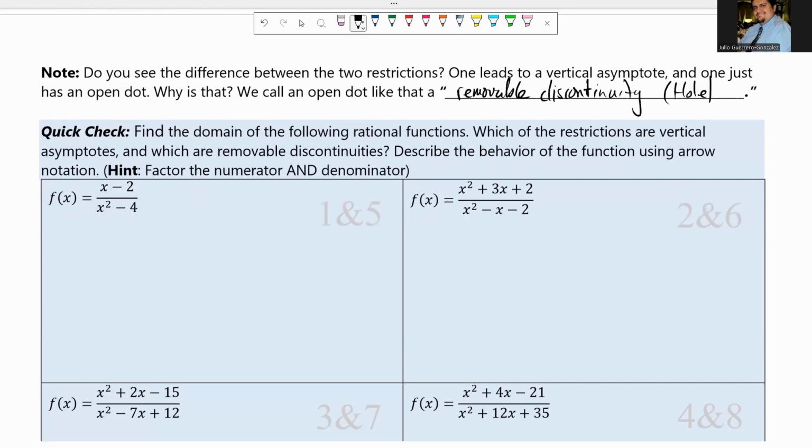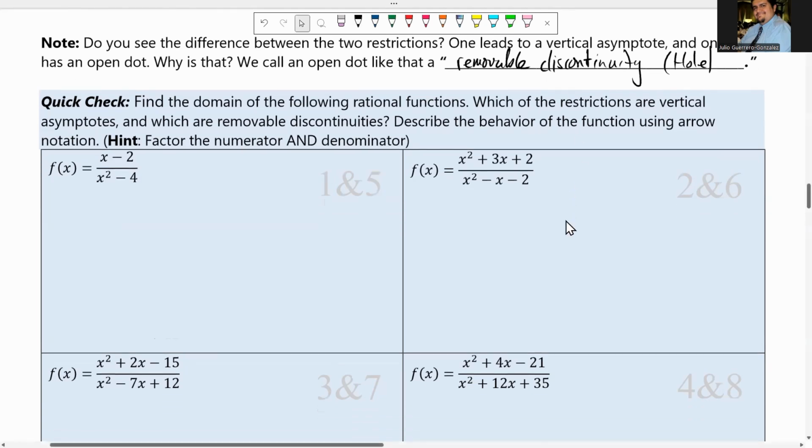Quick check. Try these out. Give me the vertical asymptotes, give me which ones are removable discontinuities, and try to describe the graph. For these, you might need to factor to determine whether or not you do have a removable discontinuity, whether you do or you don't have a hole. So get to practicing that factoring. We'll cover these in class. For sure. Okay.